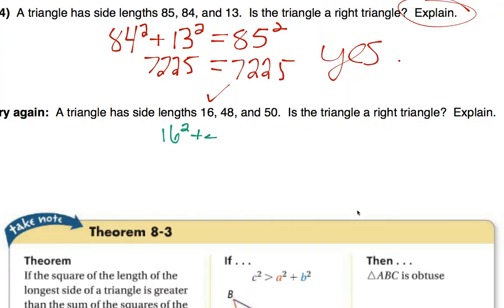16 squared plus 48 squared equals 50 squared. 50 squared is 2,500. 16 squared plus 48 squared is 2,560. So we can see that those side lengths do not respect the relationship defined by the Pythagorean theorem. So no.